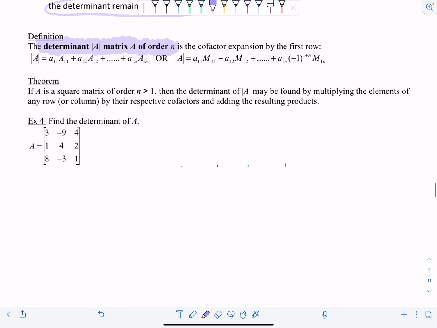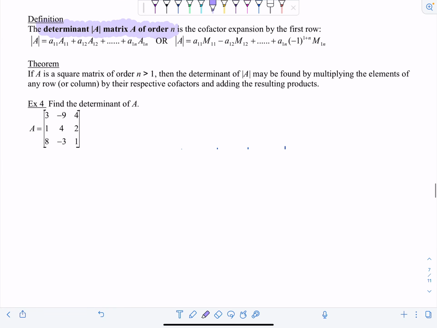Okay, so let's look at an example here where we're going to find a determinant, and I'm going to use one of the properties of the determinants to make it a little more simple to compute. Notice I don't have any zeros in any rows or columns at the moment, so none of them are looking too appealing to me. So what I want to do is actually make a 0 in the matrix. How am I going to do that? Say I want to make this 3 a 0.